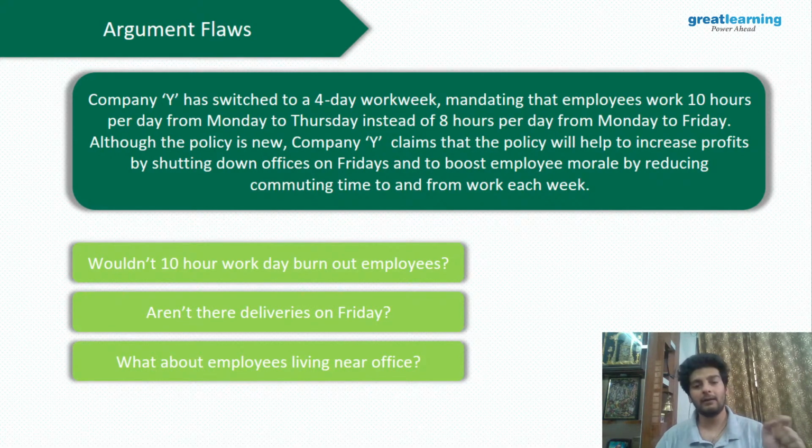Now there is another faulty reasoning over here. Now the company states that if we reduce the number of working days to 4, company will generate profits. Well, now even if the first argument is true, where let's say the employee morale is increased and the employees are more productive from Monday to Thursday. Okay. So let's just assume that the employees are more productive from Monday to Thursday, but what about a Friday? Now it's not all of the companies which shut down on a Friday.